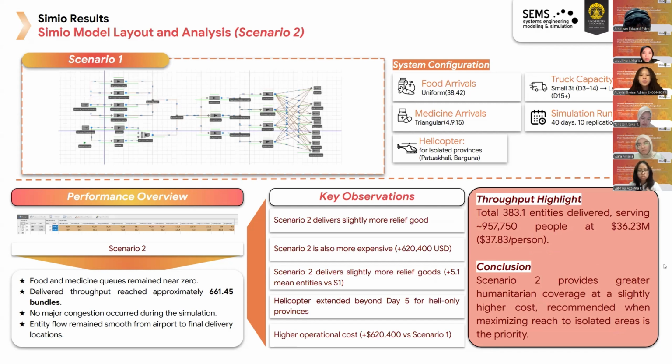So this is the scenario results for the scenario 2, where scenario 2 extended helicopter operations to reach isolated provinces with damaged infrastructure. This increased deliveries and the number of people served, but also raised transportation costs. It offers better coverage when accessibility is the main concern.